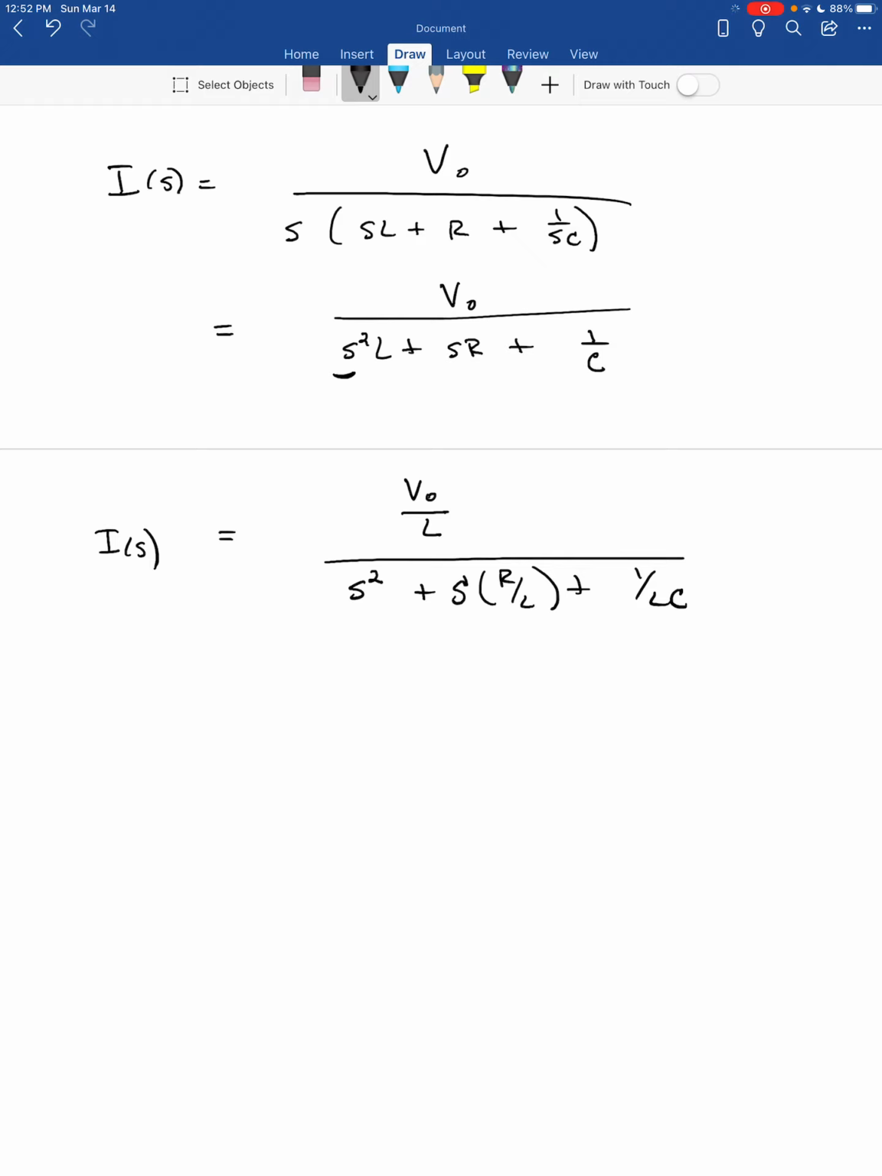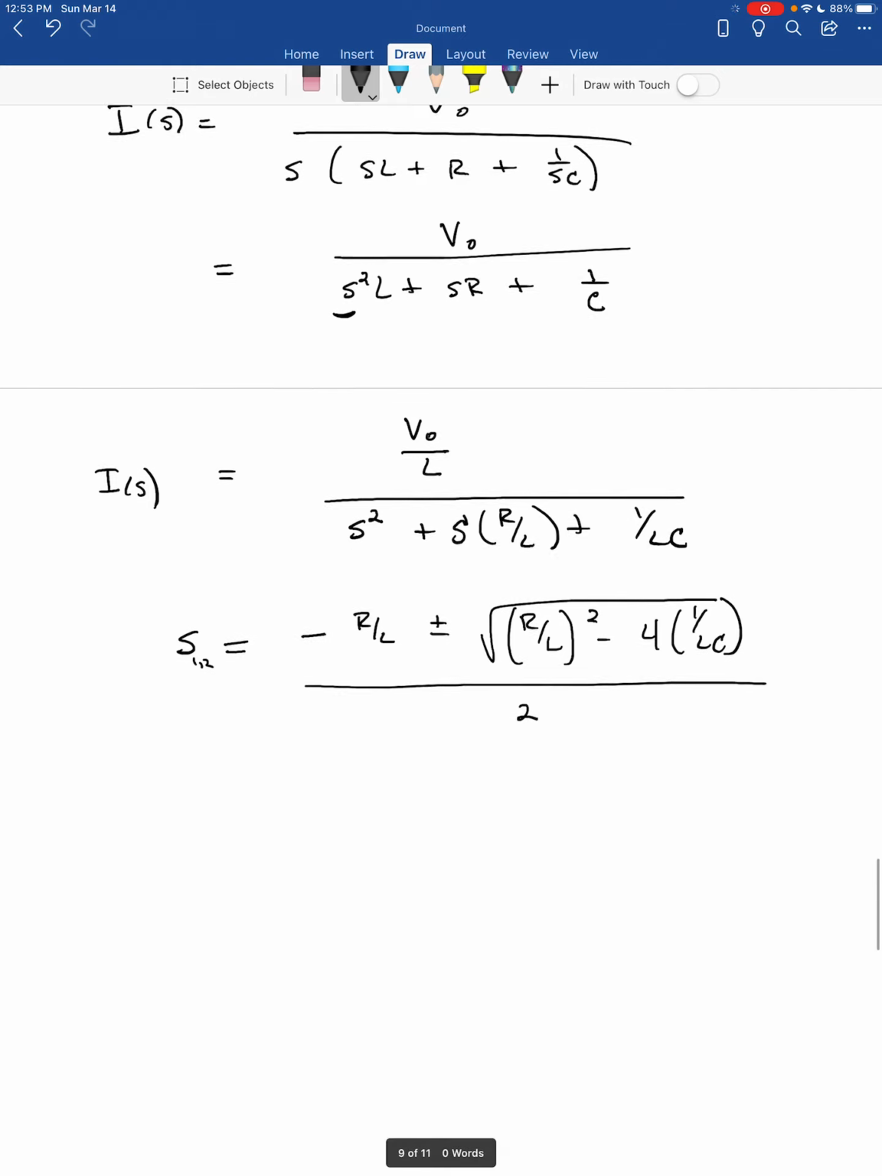Okay, so now let's look and see what happens when we try to take the inverse transform of this. So in the numerator is just a constant, the denominator is a second order polynomial. So if we want to solve for the roots, s1 and 2 would be minus R over L plus or minus the square root of (R over L) squared minus 4 times 1 over LC, and all of that will be over 2.